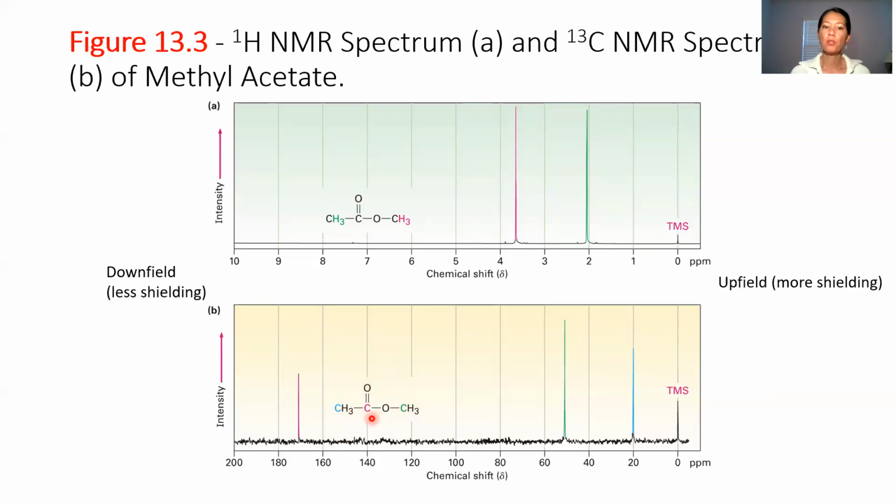So the one that will be most downfield is this one. It's attached to 2 O's. It's part of a carbonyl group, so it'll be further downfield. Notice the scale is different. We'll talk more about that later. The next one over is this green one, again attached to a more electronegative element, the O. So it comes up around 50 for the carbon NMR. And then the last one is this guy here, the blue guy, which will then show up further upfield.